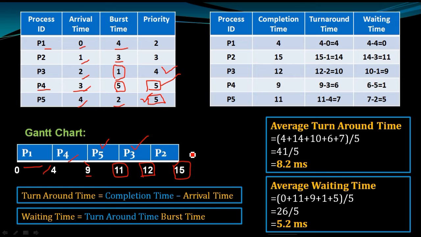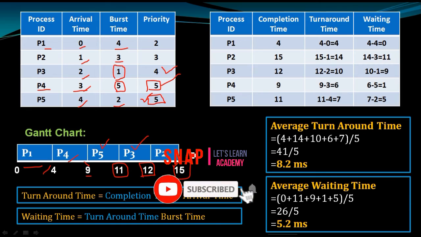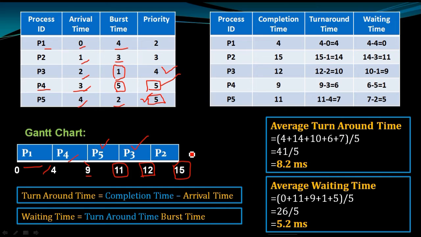So there is a difference between preemptive and non-preemptive. This is the non-preemptive one. The process will not be preempted, even if a higher priority process enters while the current process is running, whose priority is lower than the newly arrived process. Now we have a formula to calculate the turnaround time: completion time minus arrival time. And the waiting time is turnaround time minus burst time. Based on that we have prepared this table.